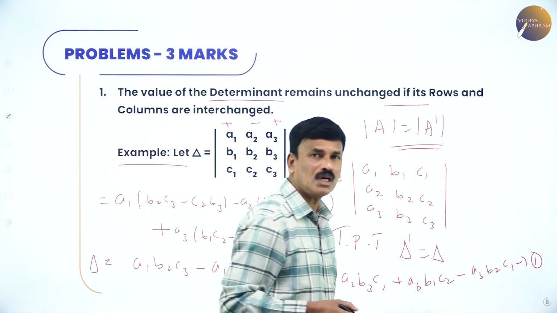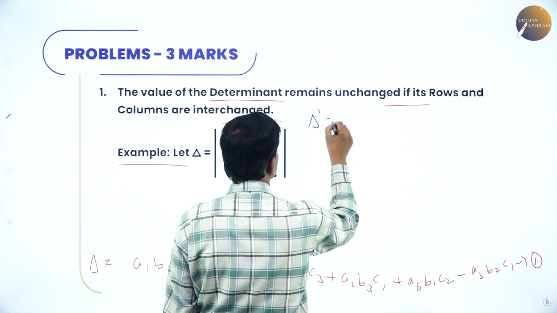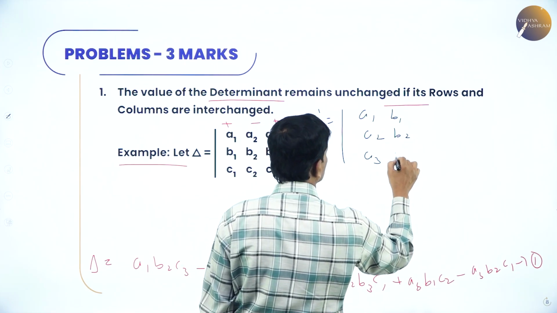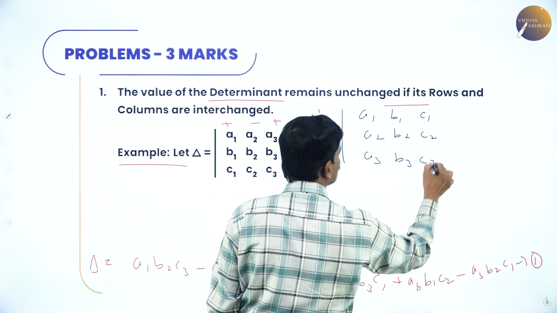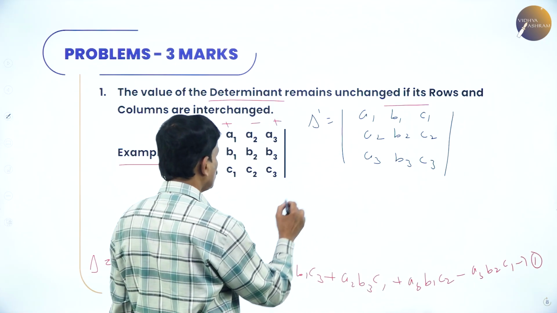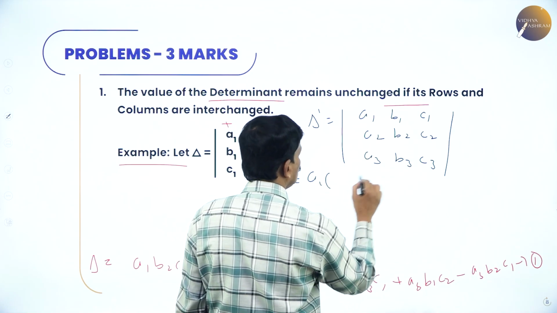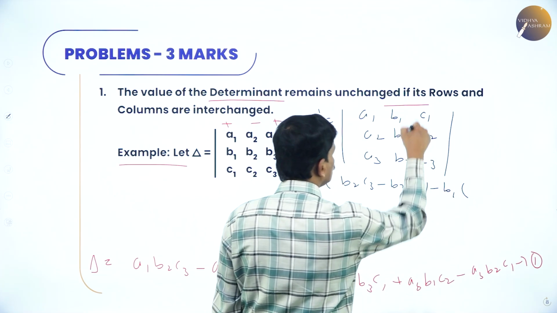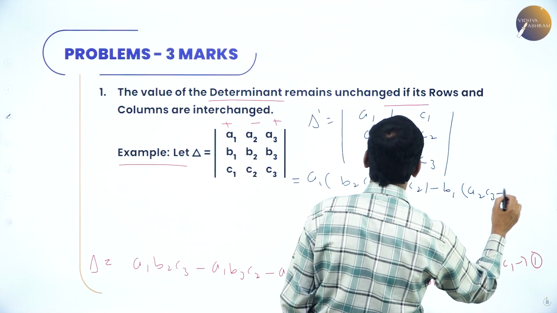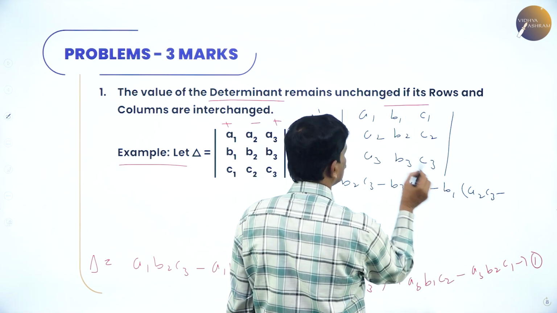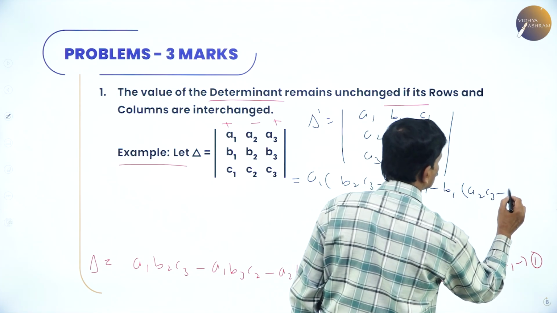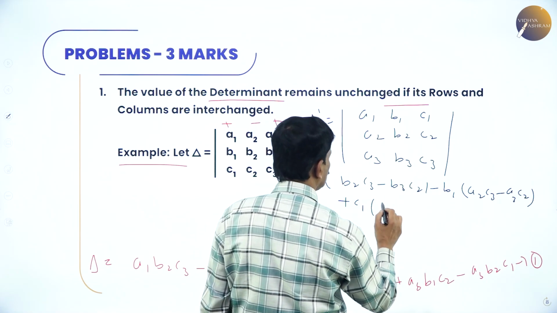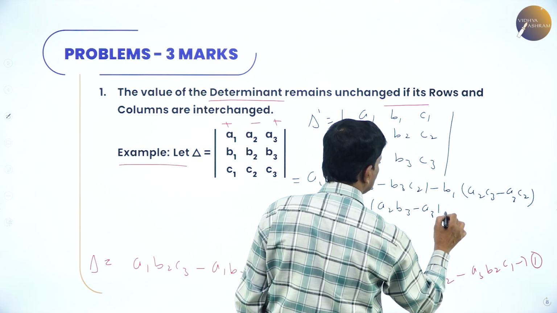On the other hand, now let us simplify this. Delta dash is equal to, what is delta dash? That is A1, A2, A3, B1, B2, B3, C1, C2, C3. Expand this. So, after expansion, what are we going to get? This is A1 into B2 C3 minus B3 C2, minus B1 into, this row and column is deleted, A2 C3 minus A3 C2, again plus C1 into, this row and column is gone, A2 B3 minus A3 B2.